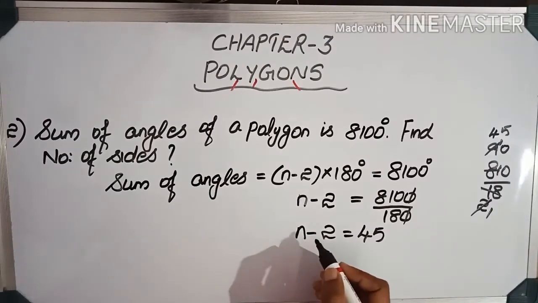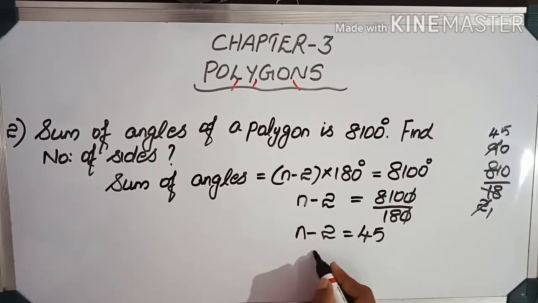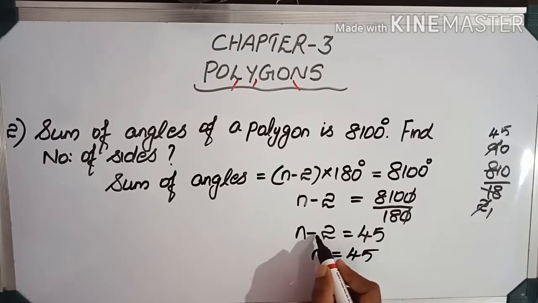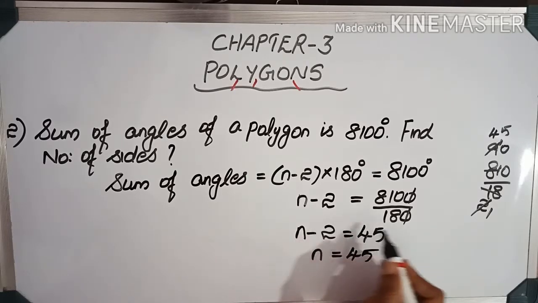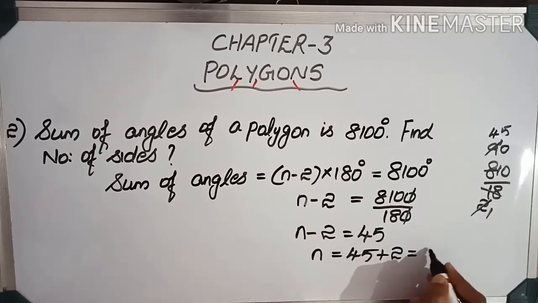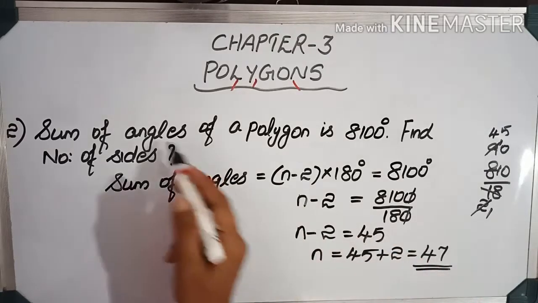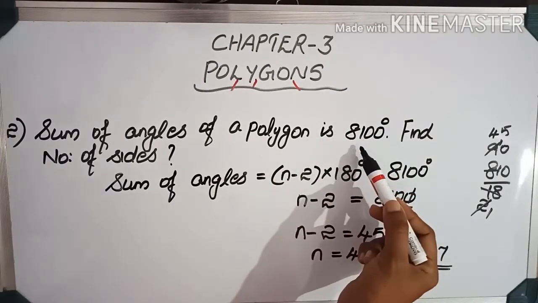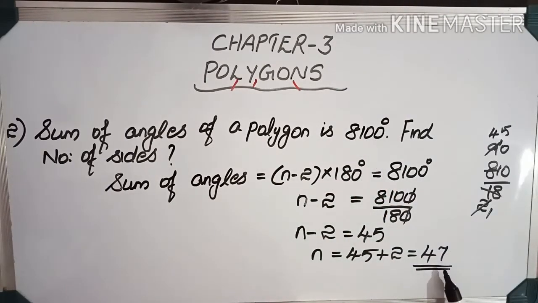Now in order to find this n, keep n here. n equal to 45. Take this minus 2 to this side. Minus 2 comes to this side, it will be plus 2. That is 47. That means the number of sides is 47. For this particular polygon with the sum of angles as 8100, the number of sides will be 47. Okay, this is the answer.